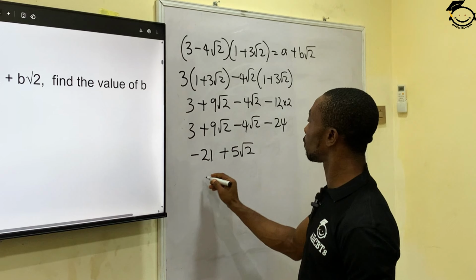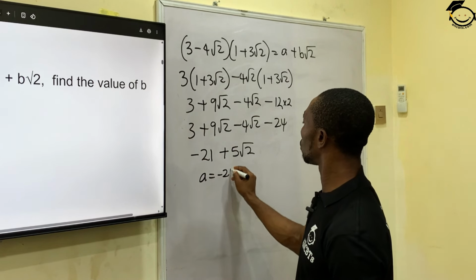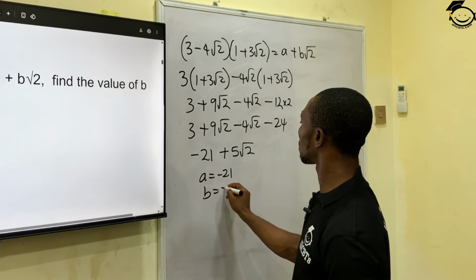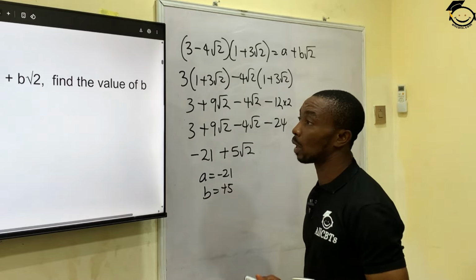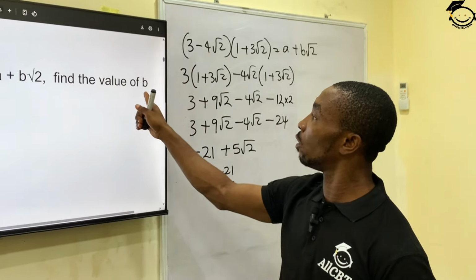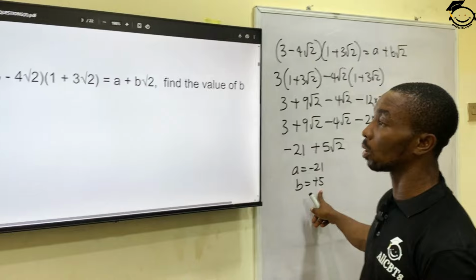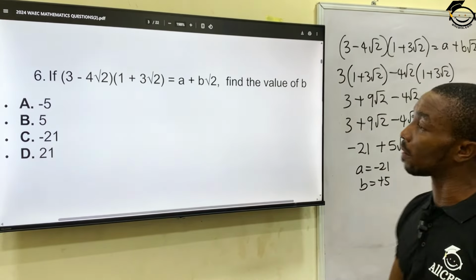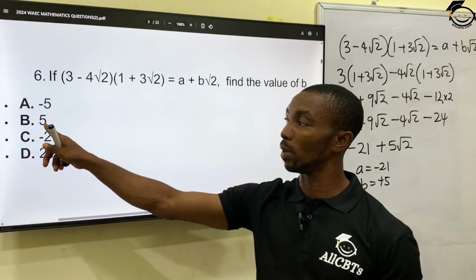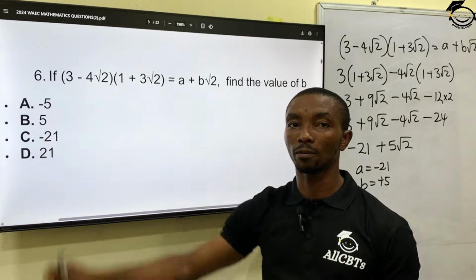Now, the value of a here is minus 21 and b is plus 5. And our question says, find the value of b. So from our solution, our b is positive 5. Our answer will be b, plus 5.